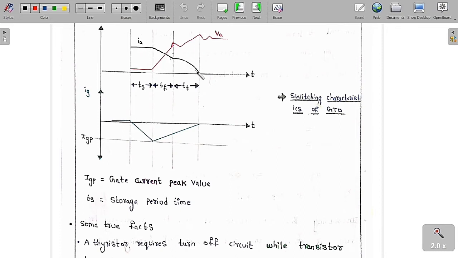Whenever we turn off, the current is going to decay, but the voltage is going to increase. You can see this is called the gate current, and the gate current will be in this format. IGP is called the gate current peak value, and TS is called the storage period time. So this is the switching characteristics of the GTO. The anode current decays while the anode voltage increases, and the gate current has a high peak value.